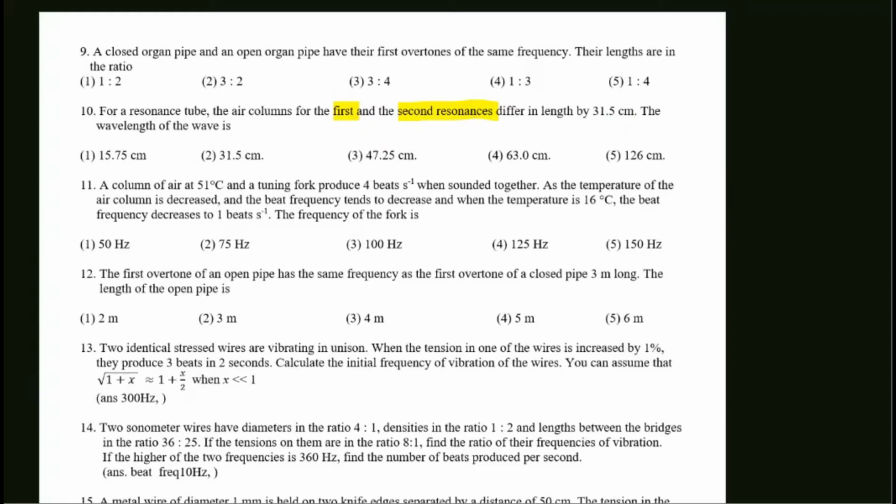Is it a one end closed tube or an open end tube? The thing is, they should have mentioned whether this is a one end closed tube or an open end tube. For the time being, let's try this problem by mentioning it this way: for a one end closed resonance tube, the air column of the first and the second resonance differ. We can easily try this problem out.